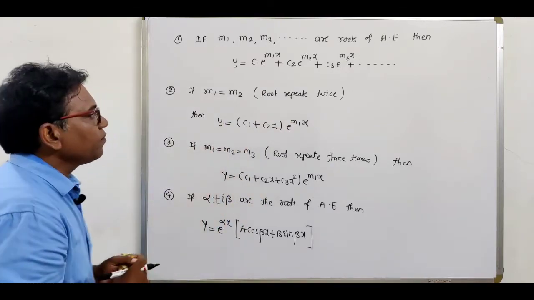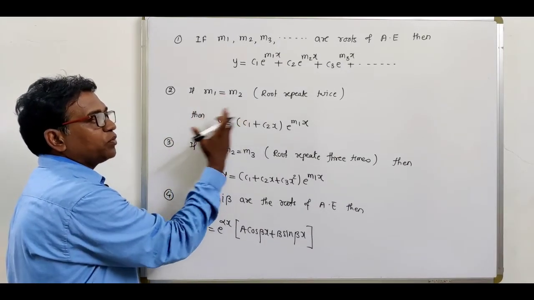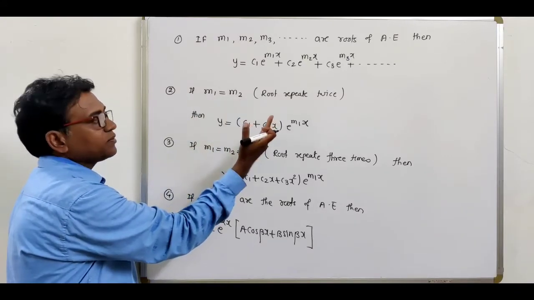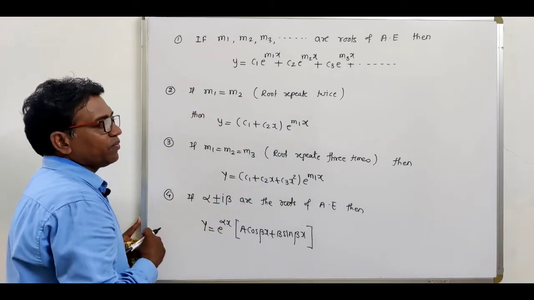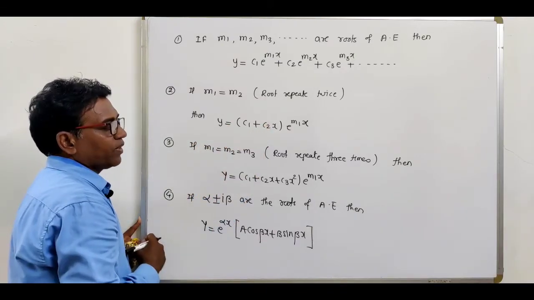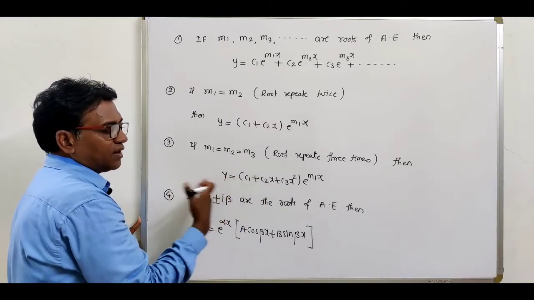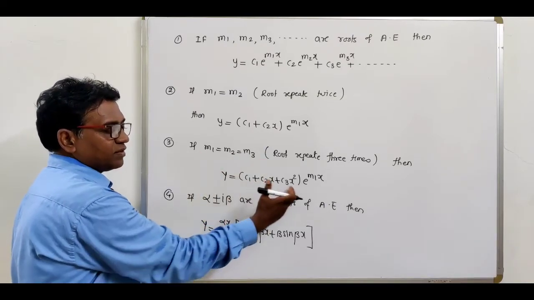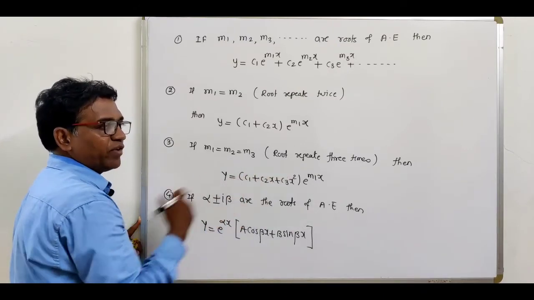This is the second formula. If a root of the auxiliary equation repeats 2 times, m1 = m2, then this is the formula for finding the solution: y = (c1 + c2 x) e^(m1 x). This is the next formula. If the root repeats 3 times, then the solution is y = (c1 + c2 x + c3 x^2) e^(m1 x). For 3 roots, we use 3 constants.